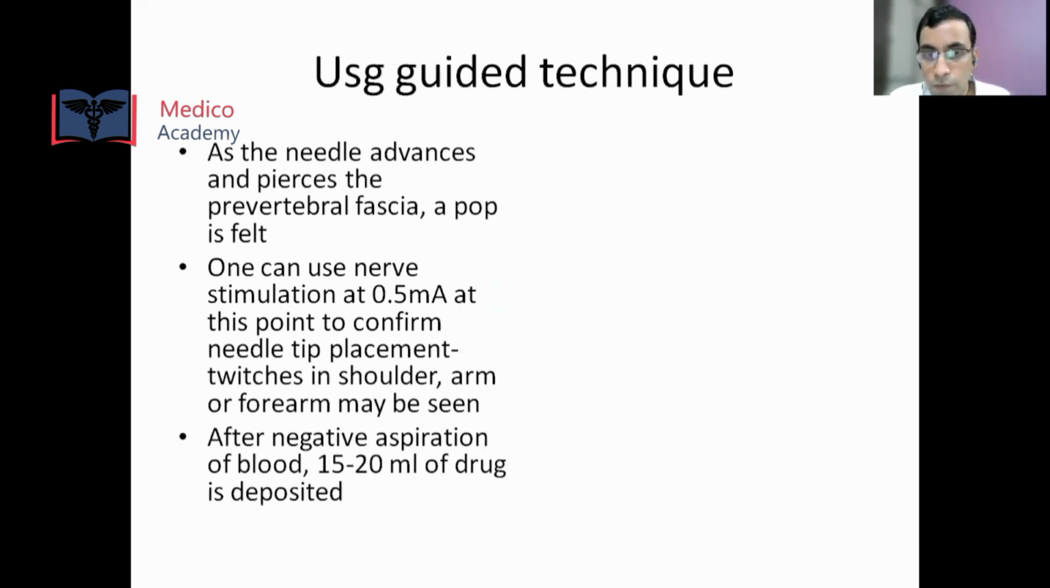One can use a nerve stimulator at this point, which is at 0.5 milliampere. Twitches in the shoulder, arm, or forearm confirm the successful placement of the needle. After negative aspiration of blood, 15 to 20 ml of drug is deposited.